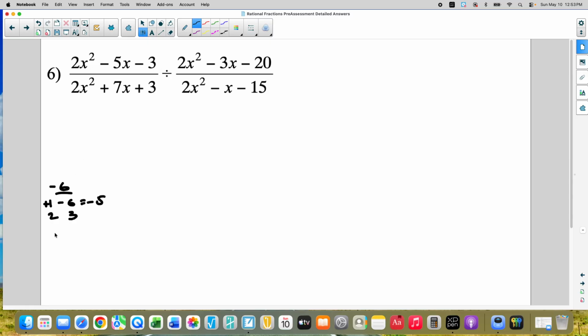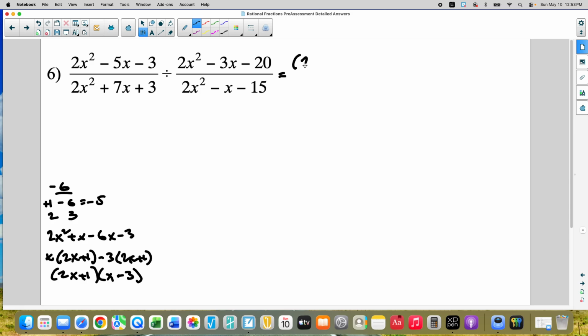Bigger is negative. So we get 2x squared plus x minus 6x minus 3. We'll factor out an x, 2x plus 1. Factor out a -3, 2x plus 1. So 2x plus 1, x minus 3. Just checking. -3, that's +2. We have a middle of x, -6x. Yes, good.